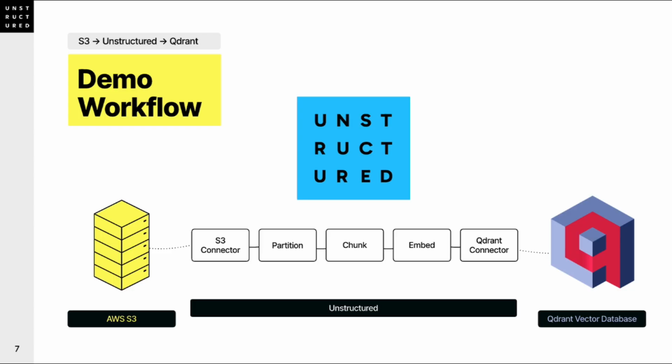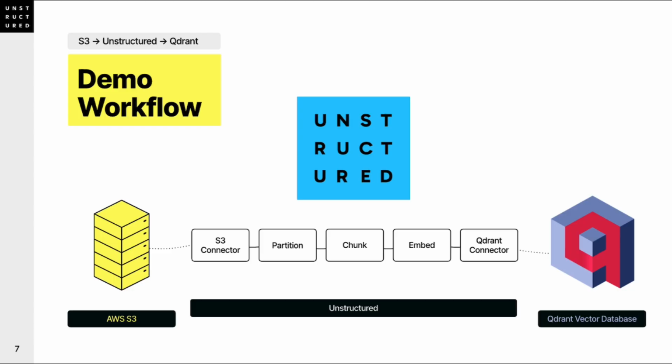We start with AWS S3. This is where raw content lives. PDFs, Word documents, PowerPoints, web pages, all stored in a bucket. For our purposes, we are uploading a PDF document to S3 and then making that available for this workflow. Unstructured's S3 connector pulls documents from AWS S3 and deposits them in the Unstructured SaaS platform. No manual file handling required and no custom code.